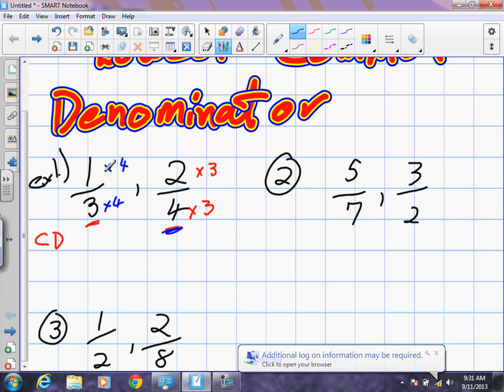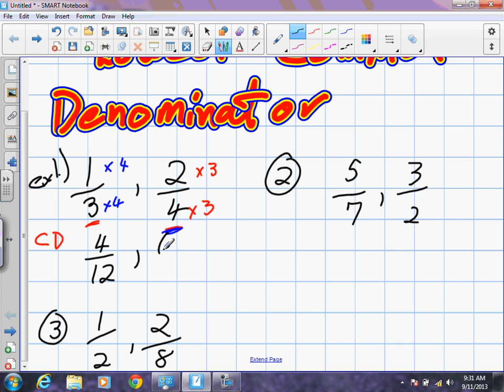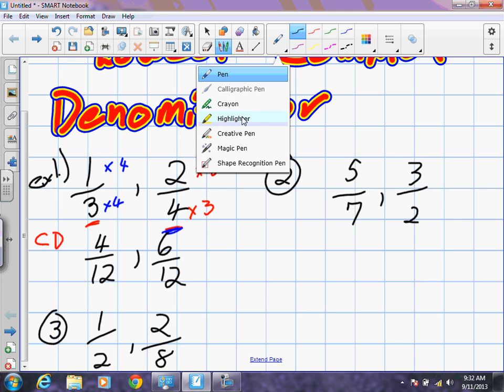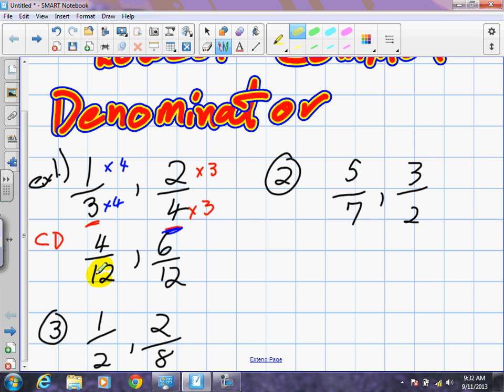So in this case, we end up with 4 over 12. 4 times 1 is 4. 3 times 4 is 12. And in our other one, we have 6 over 4 times 3 is 12 again. So we end up at the same common denominator. Now, did this happen to be the lowest common denominator? What would have been a lower common denominator? 2. That is the lowest common denominator.